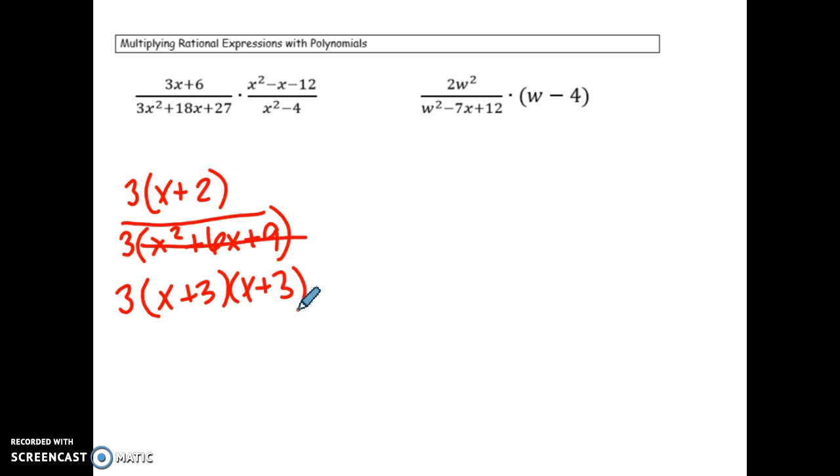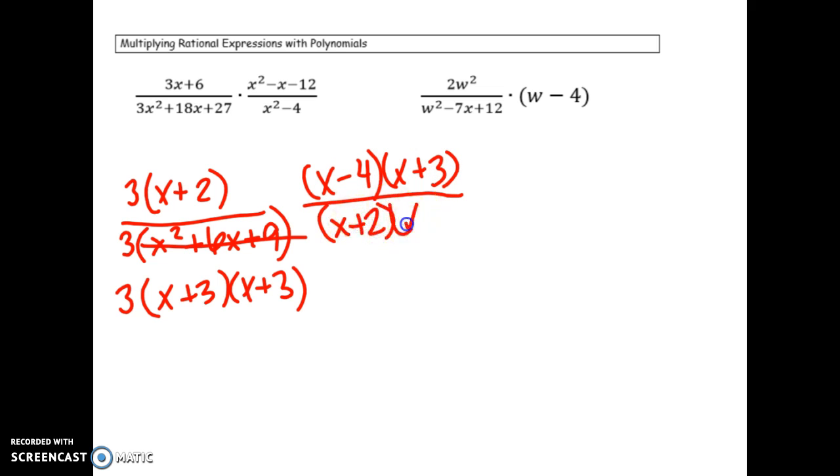Okay, so then for my second fraction, I am going to factor out the top. It's minus, so it's one of each: x minus 4 and x plus 3. And on the bottom, I've got x plus 2 and x minus 2. Now, just like I reduced fractions using diagonals, I'm going to do the same thing. So x plus 3 and x plus 3 cancel. x plus 2 and x plus 2 cancel. If I have the same thing on the top and the bottom, that also cancels.